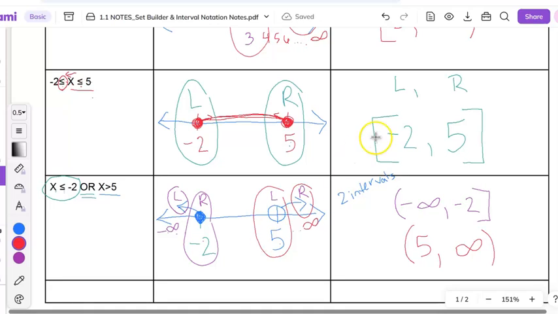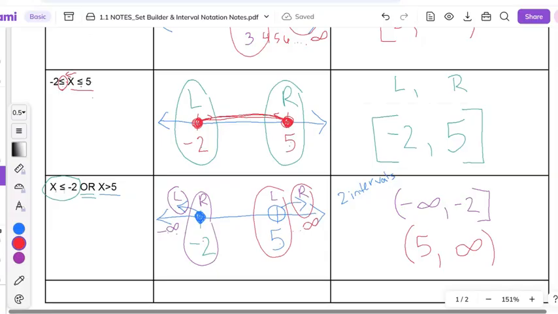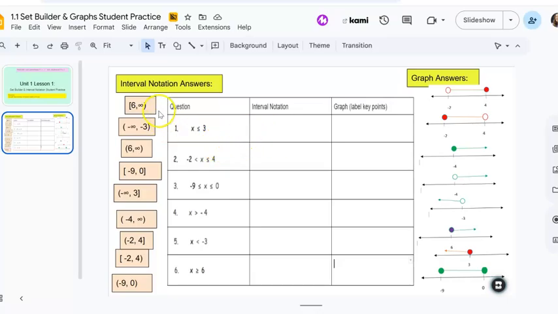Okay? So on your practice, you've got matching. So you'll match the graphs to the inequalities and you'll drag them to the right box. And then the interval answers are here and you'll drag those to the right box. Okay? So give those a try and email me if you have any questions.